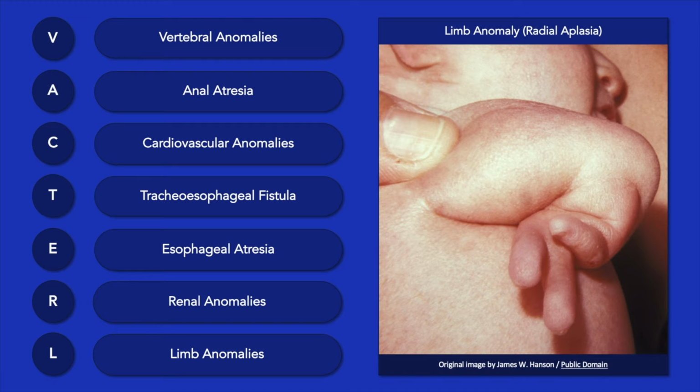Individuals with VACTERL association typically have three or more of the aforementioned features. Facial asymmetry and Fanconi anemia are just two other features that may occur, but are not represented by the acronym.